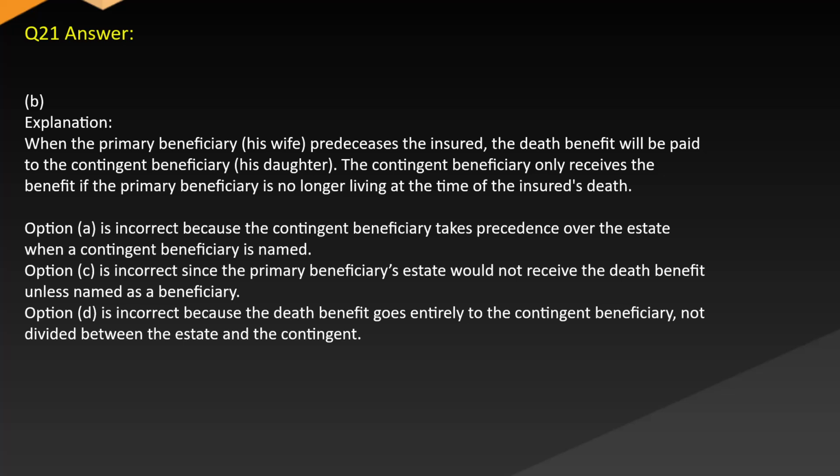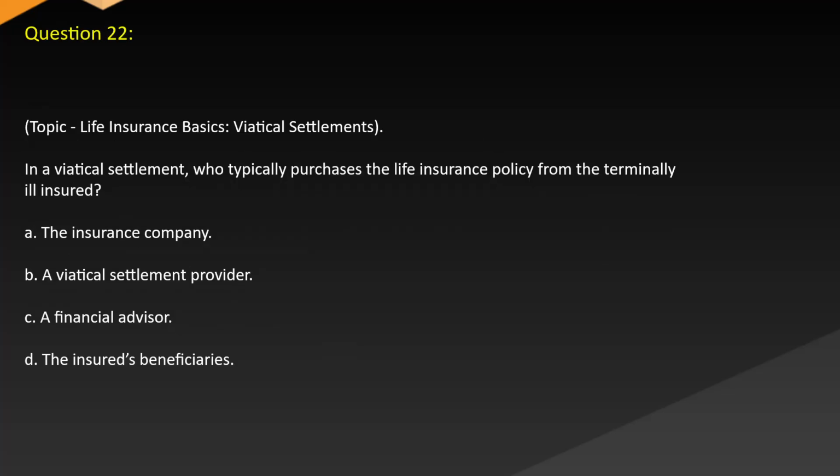Option A is incorrect because the contingent beneficiary takes precedence over the estate when a contingent beneficiary is named. Option C is incorrect since the primary beneficiary's estate would not receive the death benefit unless named as a beneficiary. Option D is incorrect because the death benefit goes entirely to the contingent beneficiary, not divided between the estate and the contingent. Question 22. Topic: Life insurance basics.